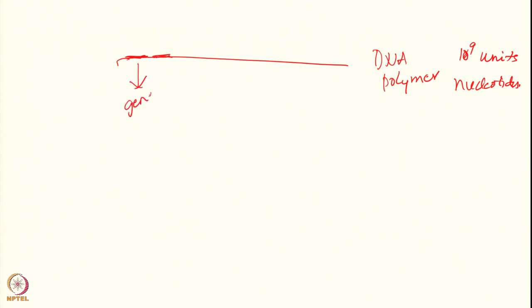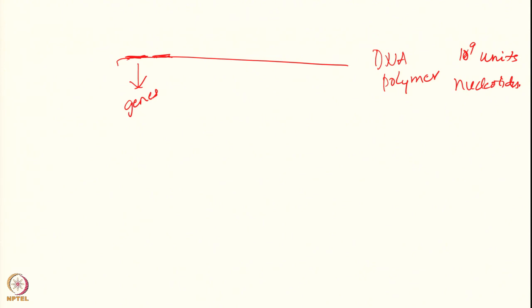To explain this a little bit more, you have the DNA, which is a long polymer. It has more than a billion molecular weight. It is a huge molecule, DNA. It is a polymer and it is very, very long. It has approximately 10 to the power 9 units, and these are called nucleotides. On this DNA there are certain small segments, and these are called the genes.